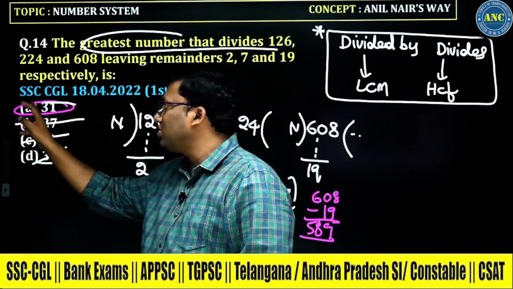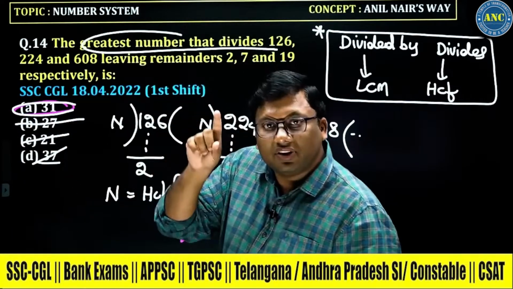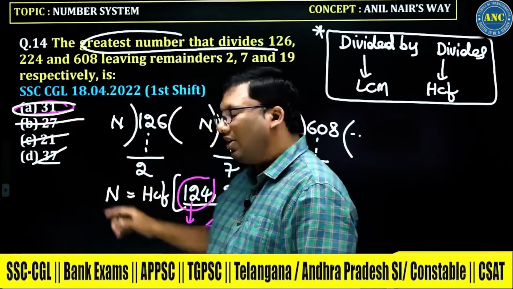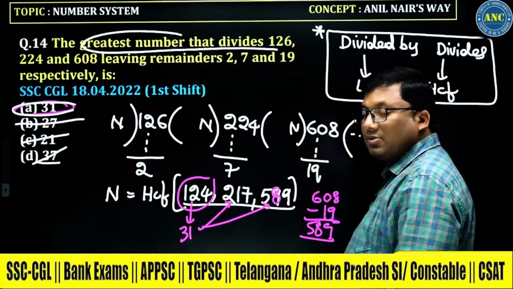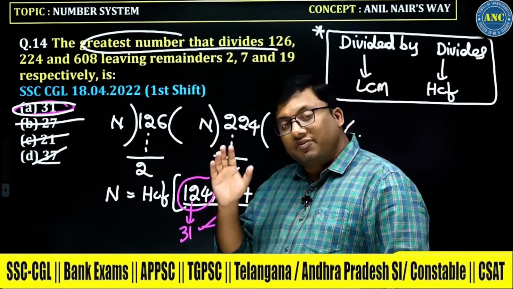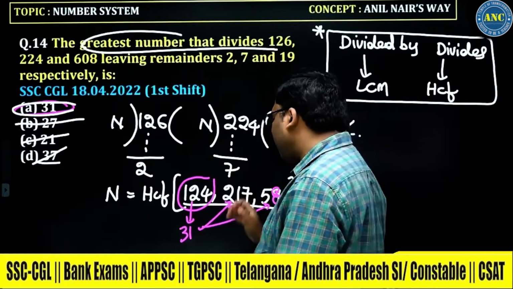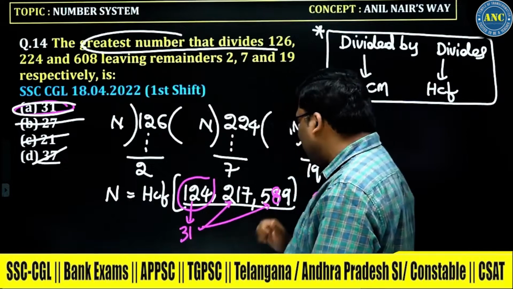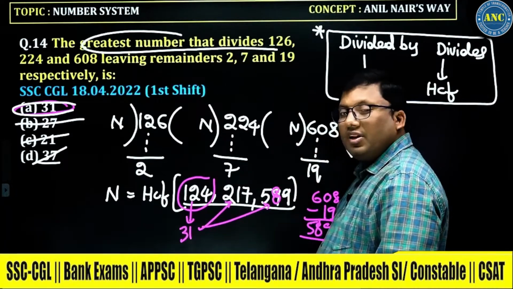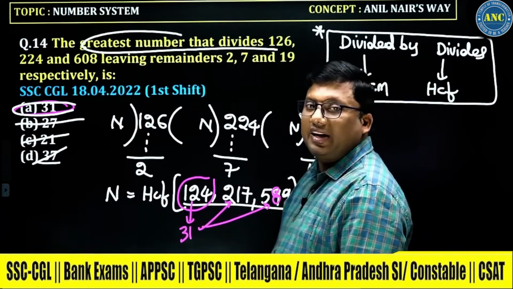So the answer for this question is 31. If the answer is divisible by 31, every number should be divisible by 31. Yes, every number is divisible by 31. 31 fours are 124. 31 sevens are 217. 31 nineteens are 589.